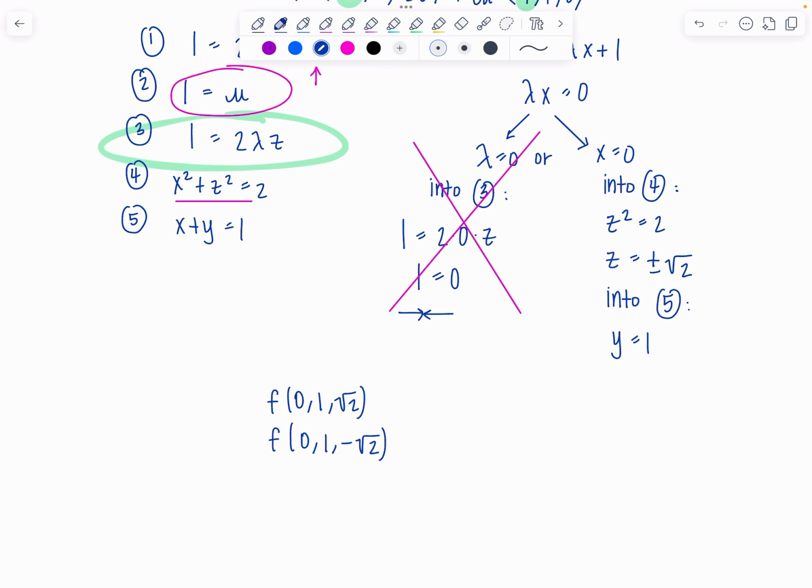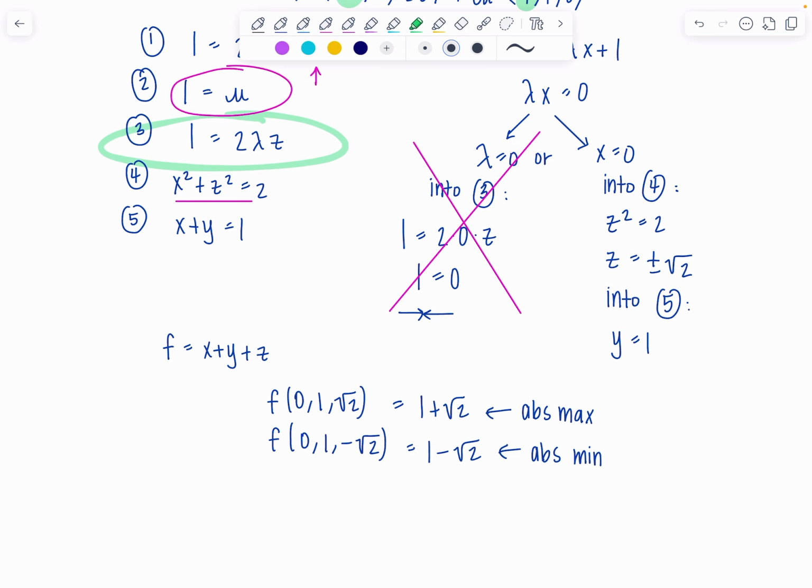Evaluate the function. What was our function? It was x plus y plus z. So f of (0, 1, rad 2) would be 1 plus rad 2, and the function evaluated at the other point would be 1 minus rad 2. So clearly this will be our absolute max, and this is our absolute min. Perfect. Hopefully that was fun. Let me box this guy up.